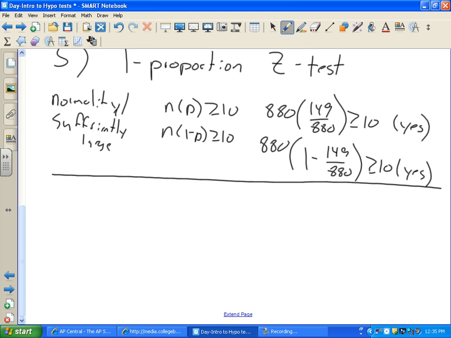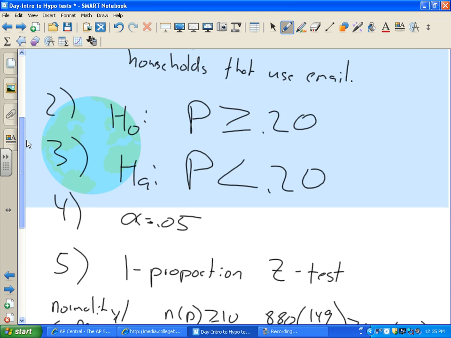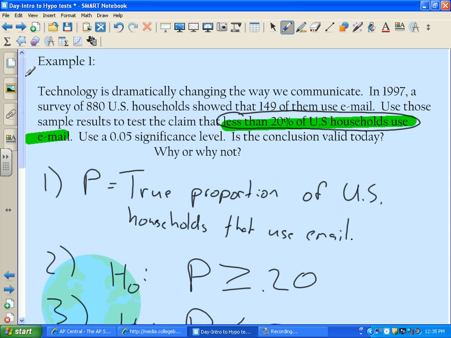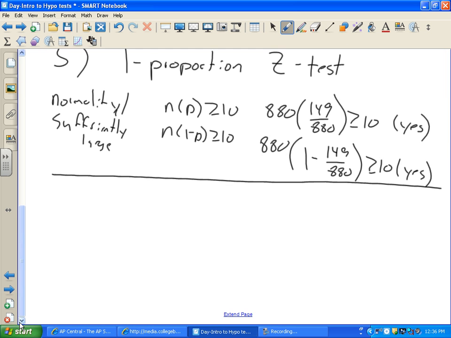Next part, normality. What else? Random. Did it say that we had random sampling in this problem? Technology is drastically changing. A survey of 880. So we're now going to have to say, assume sample was a random survey.